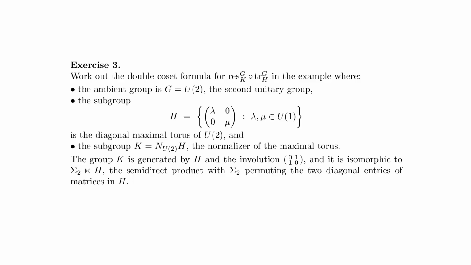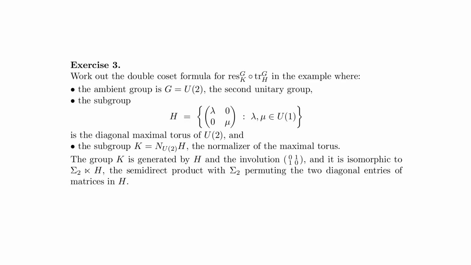We take the ambient group as the second unitary group, U of 2. Take as the subgroup H the diagonal maximal torus, so these are the diagonal matrices with entries from the circle group U1 on the diagonal. This is the 2-torus abstractly. And as the group K, we take the maximal torus normalizer, in which the maximal torus is an index 2 subgroup, so it's generated by this diagonal maximal torus, together with the matrix which has 1, 1 off diagonal.